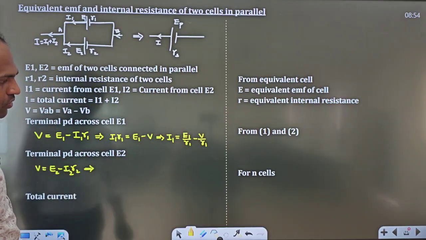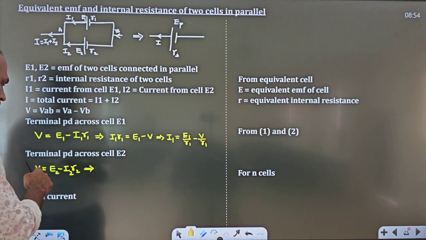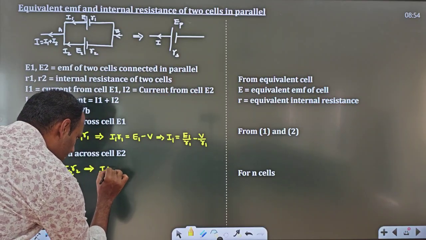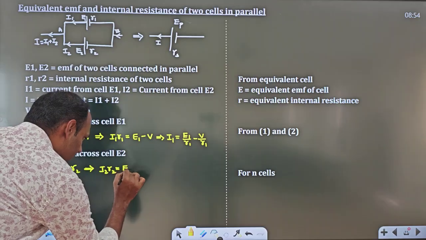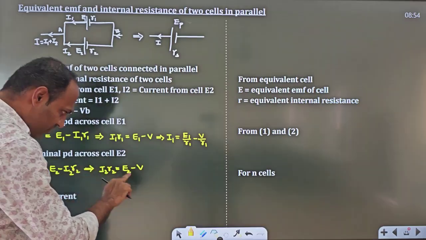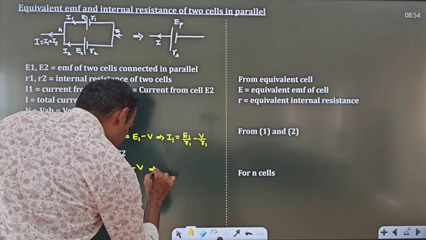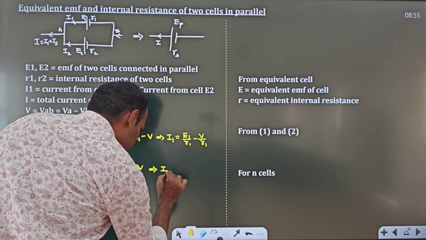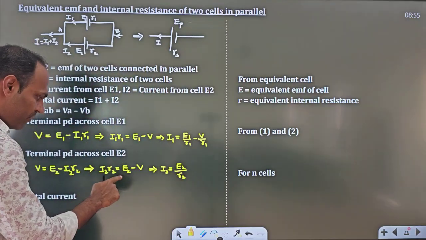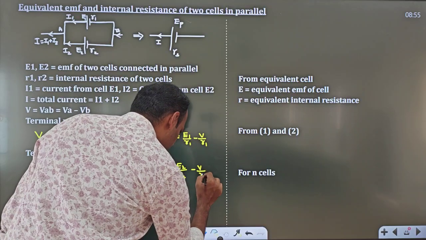Just as you got I1 is equal to an equation, you should get I2 is equal to an equation. Okay, shift this I2 into R2 to the LHS. I will get I2 into R2 is equal to E2 minus V. V comes to this side as minus. Shift R2 to the RHS, it will go to the denominator. So I2 is equal to E2 divided by R2 minus V divided by R2.